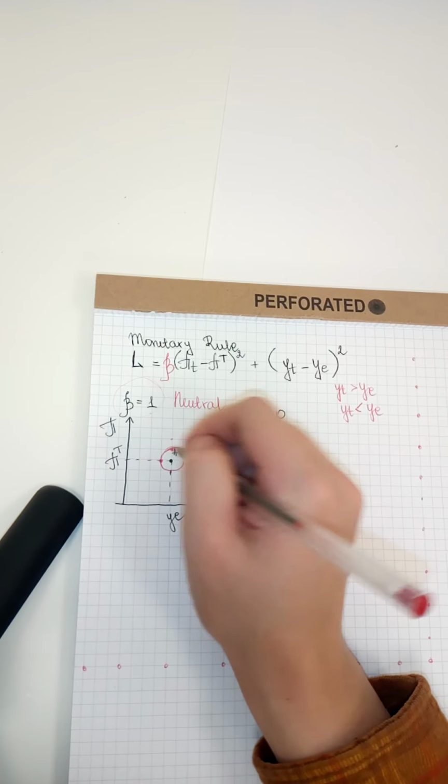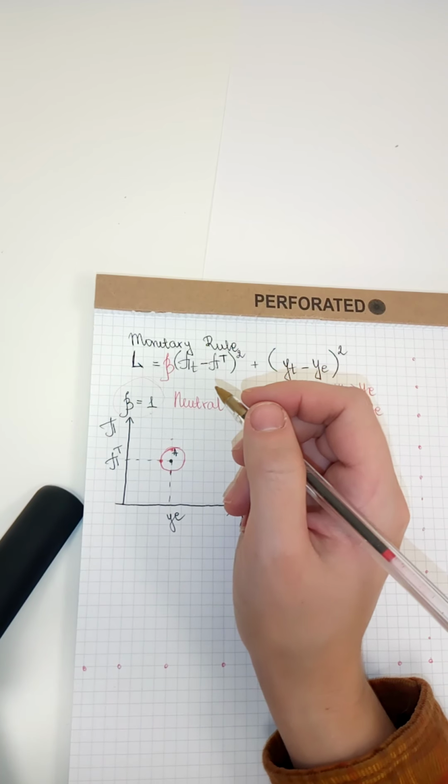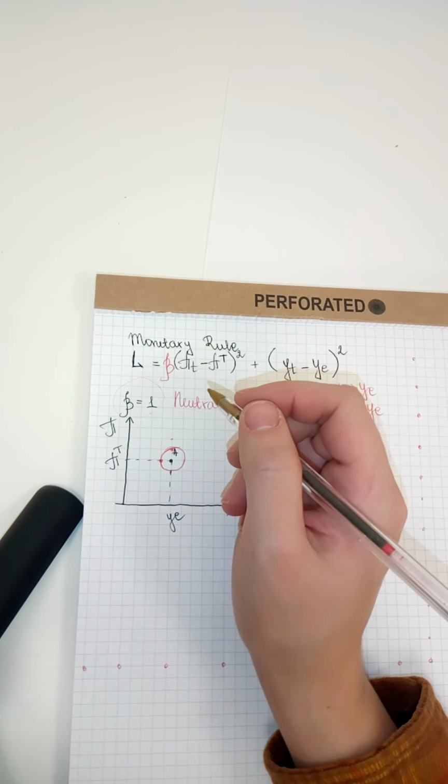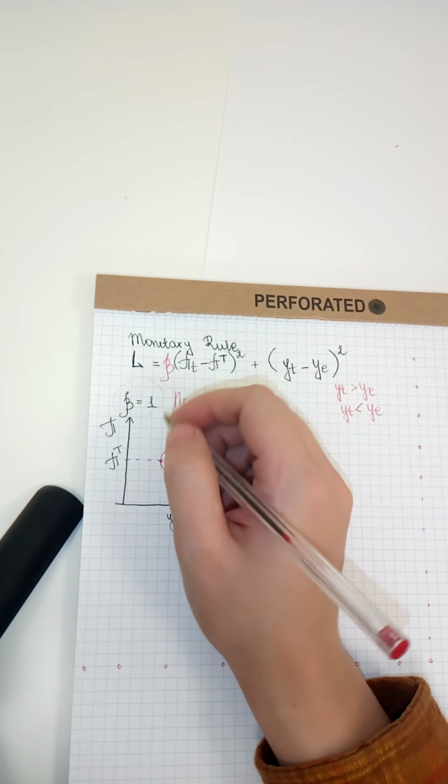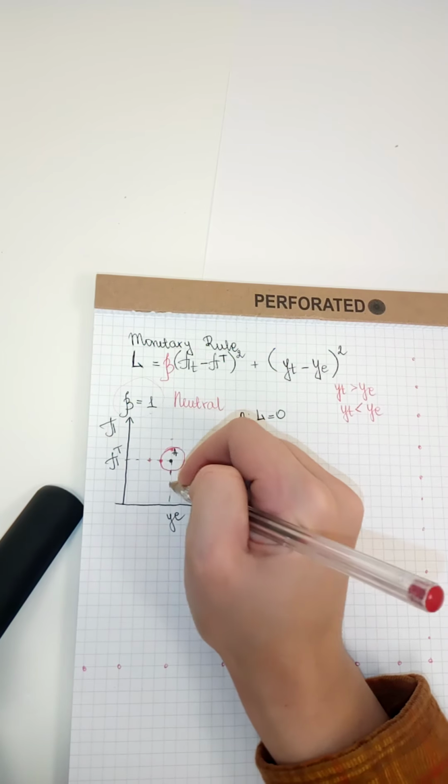So that's why those isoloss curves will be represented by perfectly symmetrical circles.